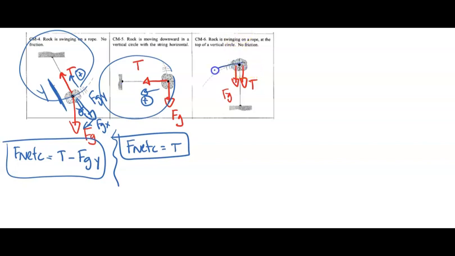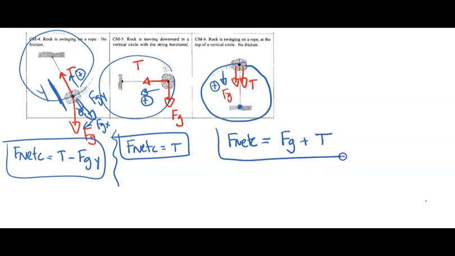Let's look at this one. Oh man, another vertical circle. So again, we're looking at the Y direction for F net C. The center of the circle is right here, so the downwards direction is positive. My circle doesn't really show that, sorry about that. So again, towards the center of the circle is positive, which in this case is downwards. So we can say F net C equals Fg plus tension. Cool, and we got it. Thanks for watching.